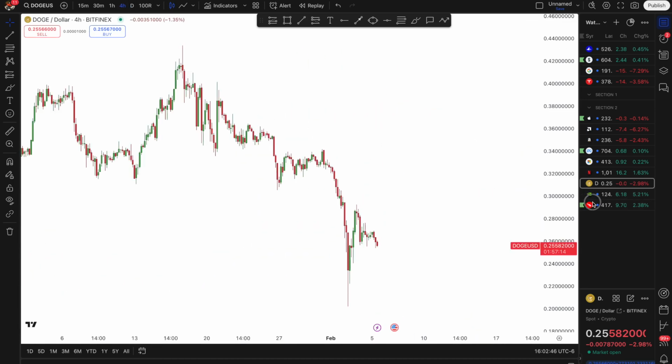So right here on the right, you're gonna have what you call your watch list. This is pretty much the stocks that you want to put to the side that you want to watch for the day, for the week, your favorite stocks to watch.